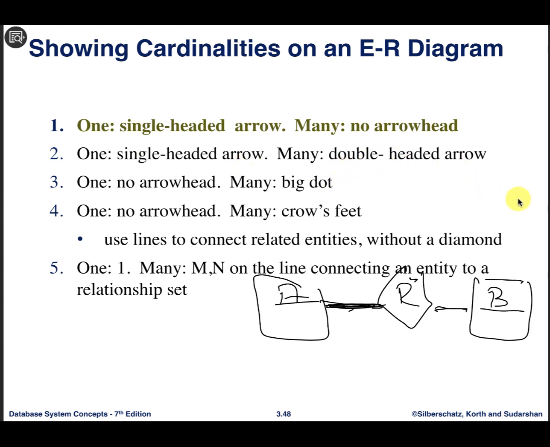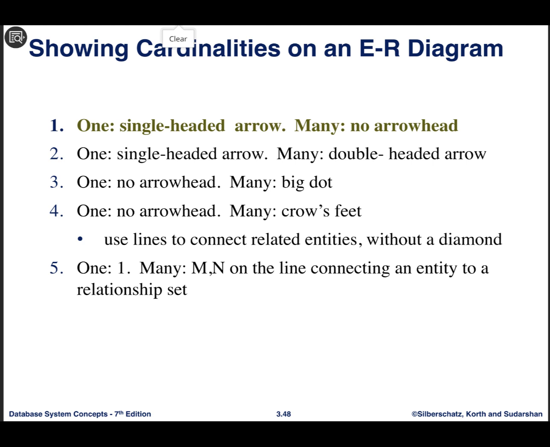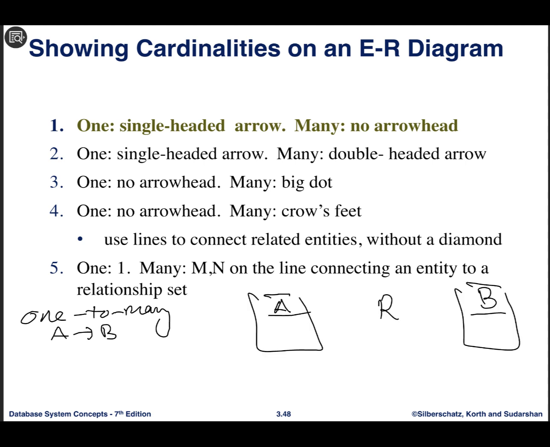Let's take a look at another solution, where the one is going to be a single-headed arrow and the many is going to be a double-headed arrow. There's another way to represent that. I will just give you an example from one-to-many, because the rest are similar. Assume that we have one-to-many, from A to B. We have the entity sets A and B here, and here the relationship set R. For one-to-many, the one is a single-headed arrow and the many is a double-headed arrow. If many-to-many, that means we're going to have a double-headed arrow on both sides. Okay? Clear?